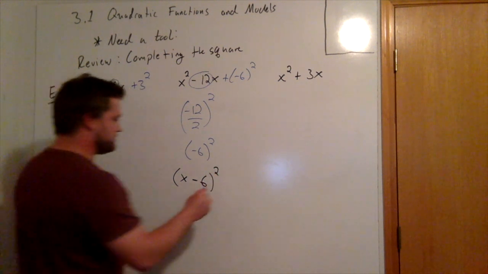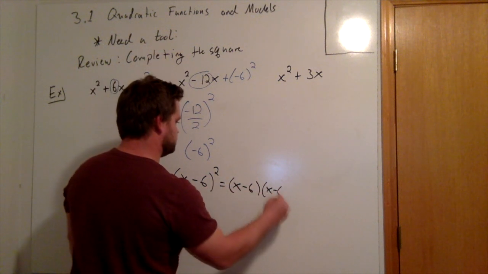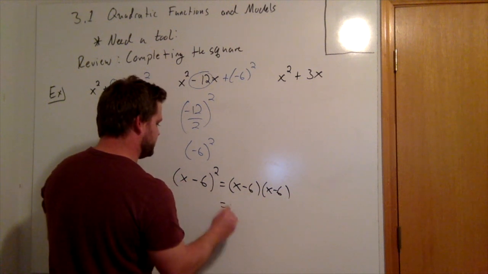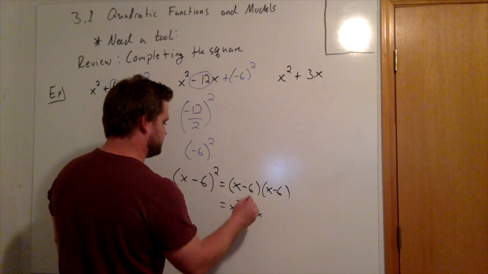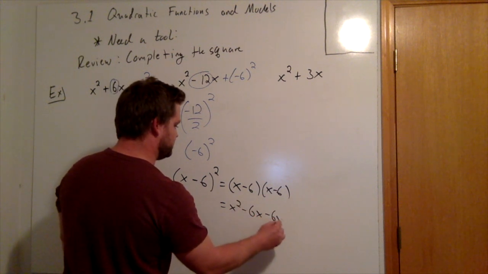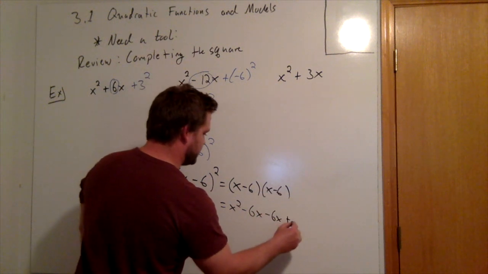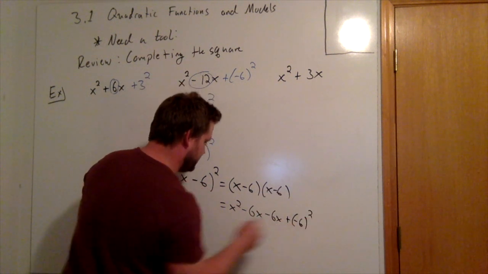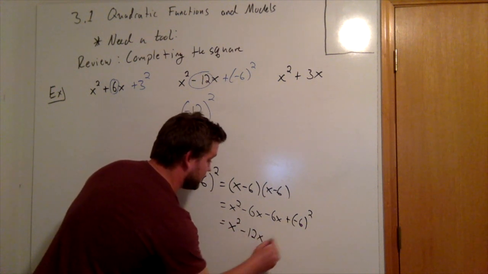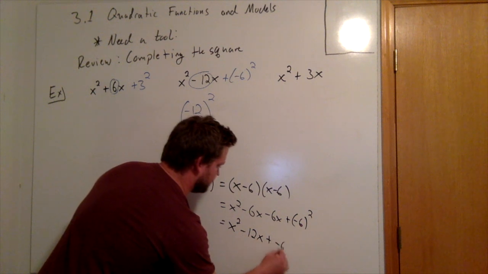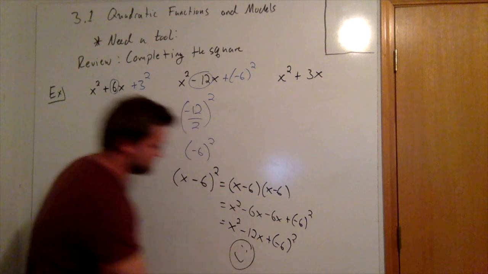And again, we could go ahead and expand this to see how it works. If I do x times x, I get an x squared. x times negative 6, I get a negative 6x. I'll get another negative 6x. I'll get a negative 6 times a negative 6, so I'll be adding a negative 6 squared. So I get x squared minus 12x plus the negative 6 squared, which is exactly what we have up here. Smiley face.